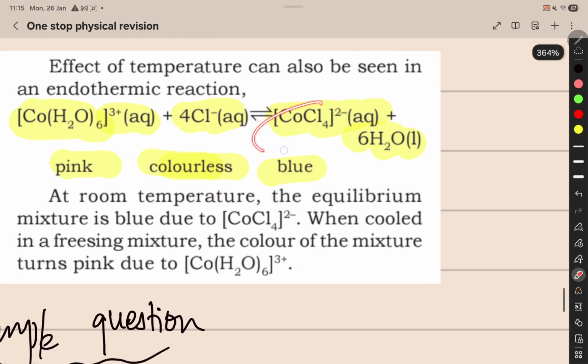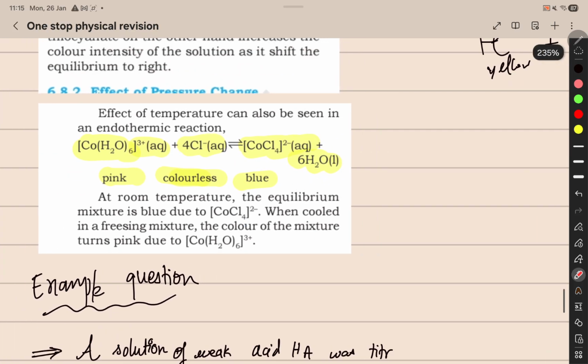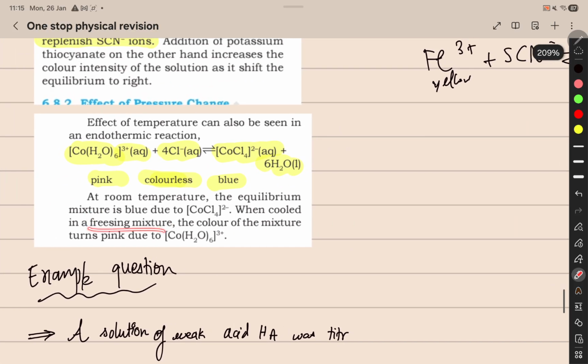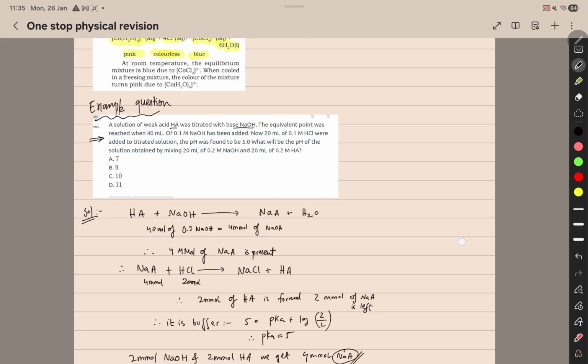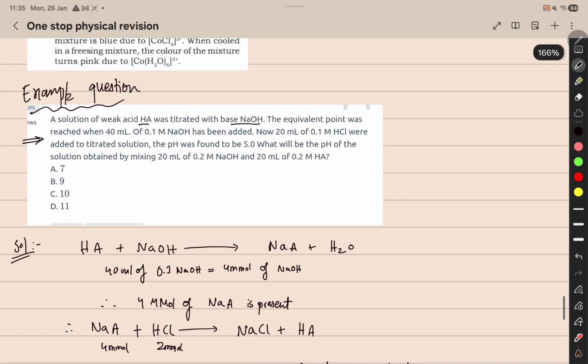At room temperature, it is blue in color because of CoCl4 formation, and pink in color when you freeze the mixture and it becomes Co(H2O)6, like that. So we'll be discussing this example question, which is very easy actually. You don't need to be scared of looking at it.